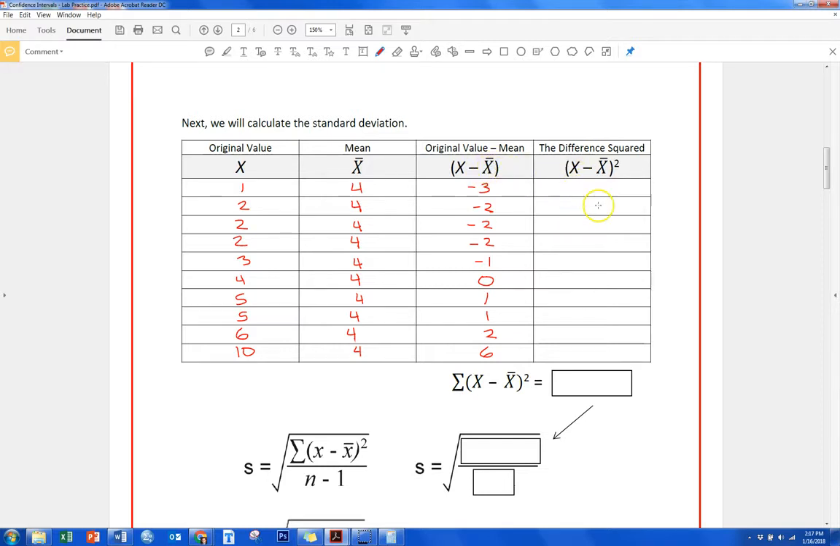And now we're going to square that. So all of these are going to end up being positive over here in the far column. So 3 squared, 3 times 3 is 9. 2 times 2 is 4. We have another 4, another 4. 1 times 1 is 1.